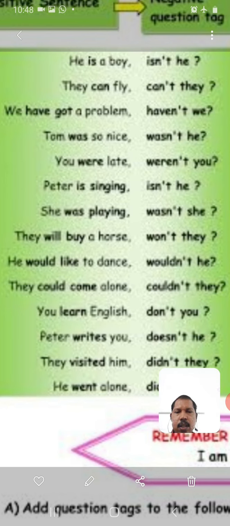You learn English, don't you? Peter writes. See here, in the previous example, you learn English, there is no helping verb given in that sentence, so you have to find one. If there is no helping verb, it should be either do, does, or even did. Learn is simple present, so we have to use do or does. If it is singular, we use does. If it is plural, we use do. So learn can be separated into do plus learn.